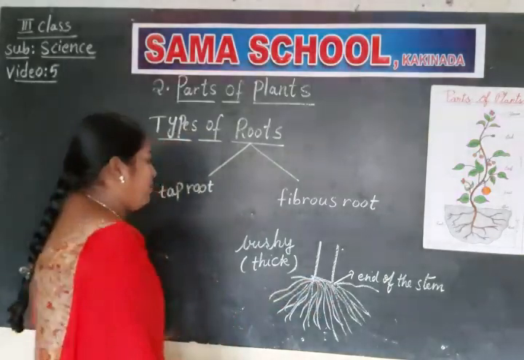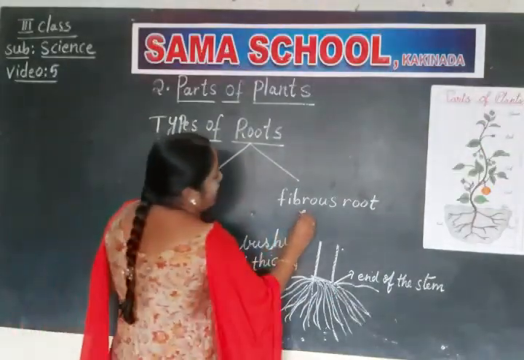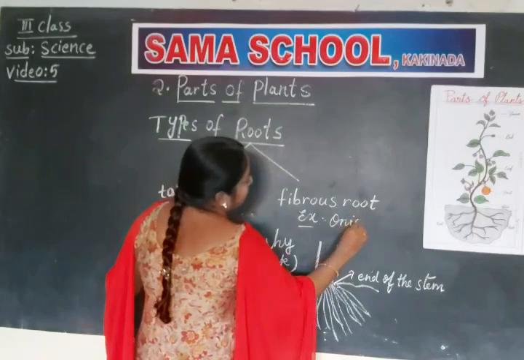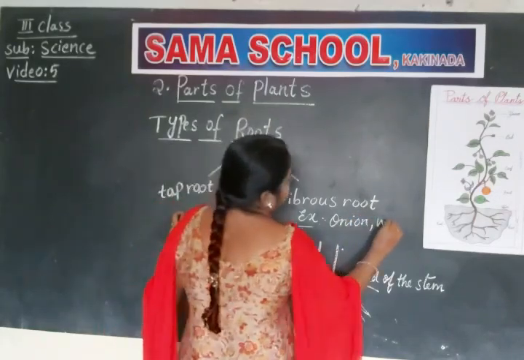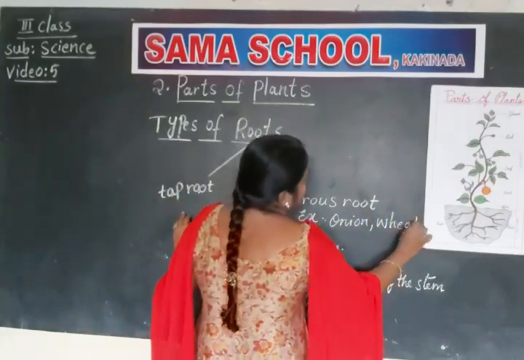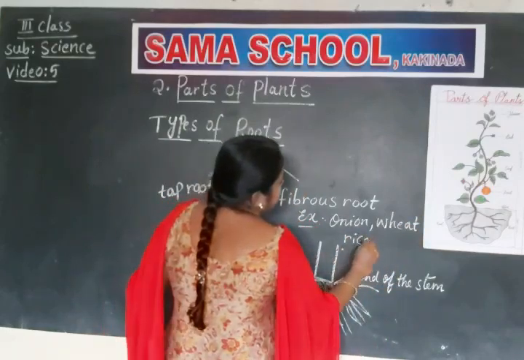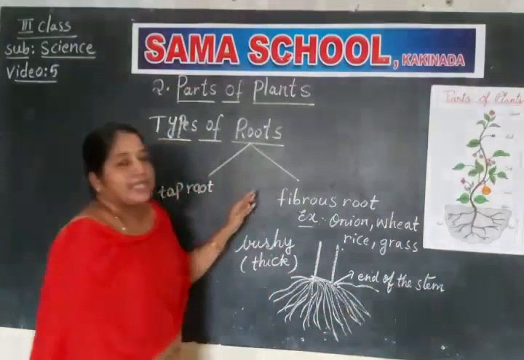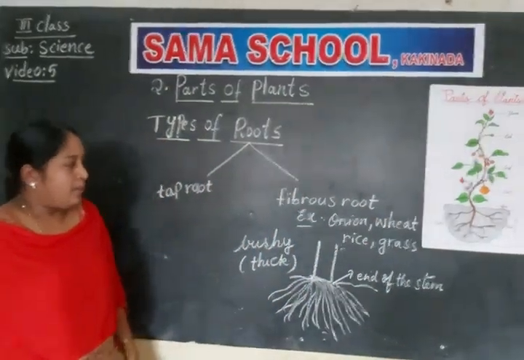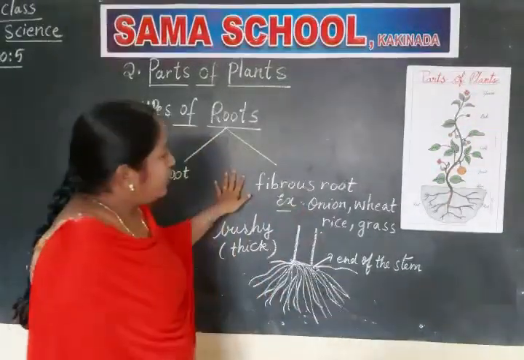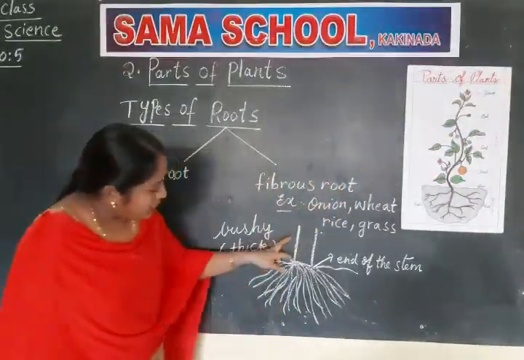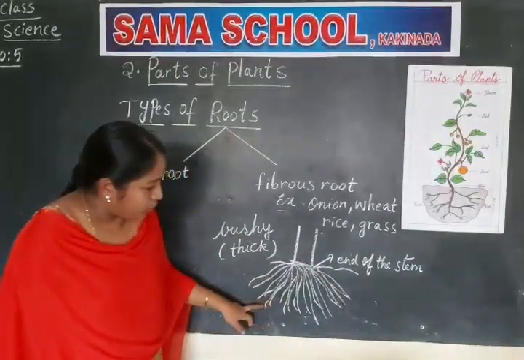And you find fibrous roots in plants such as onion, wheat, rice, grass, and so on. These are the examples of plants. Okay, children. What is the other root? Fibrous root. So this is the picture of fibrous root.